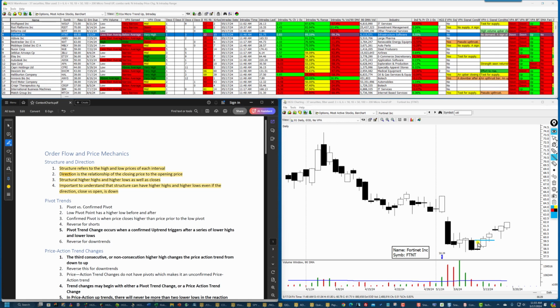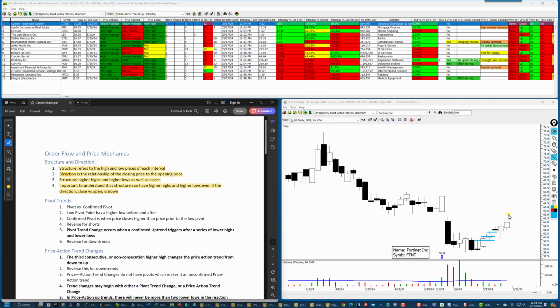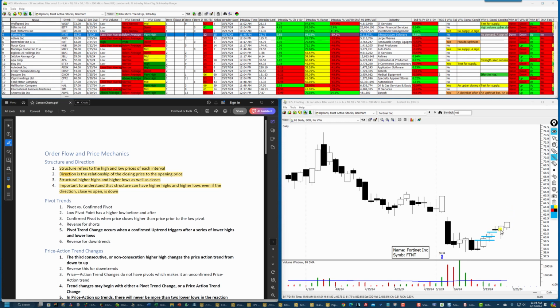this area right here as the high, this would be the first higher high. This would be the second higher high when this high is taken out. And then this would be the third higher high, which would be a price trend change, even though the direction of this one bar is down. You can see the structural higher highs and higher lows. And then it continues from there.